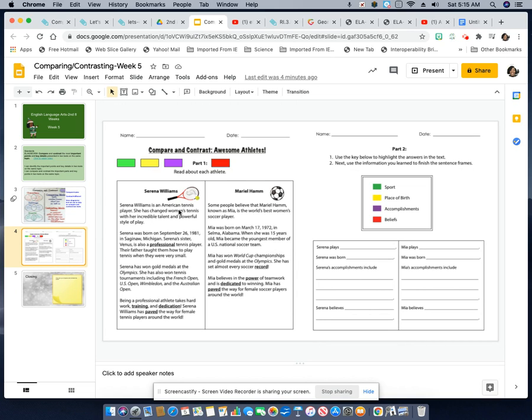Serena Williams is an American tennis player. She has changed women's tennis with her incredible talent and powerful style of play. So in green, what sport does she play? And you should say she plays tennis. So we can come over here and highlight tennis.